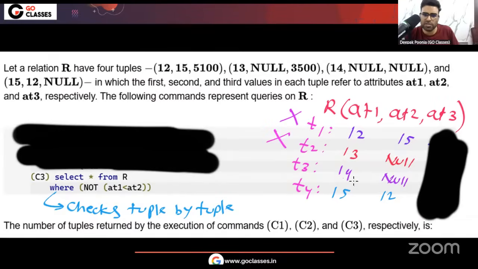Next, 81 less than 82, comparison with null, that is unknown. Negation of unknown is unknown, so this also will be rejected. What about this? 81 less than 82, 15 less than 12, that is false. Negation of false will be true, so this T4 will be in the output. So one tuple will be in the output.